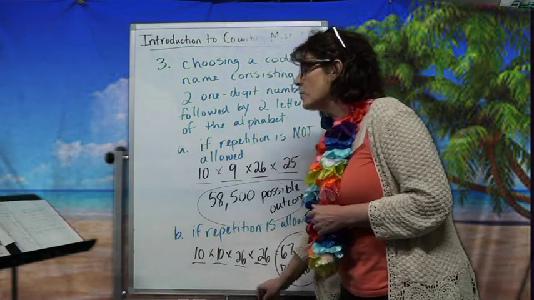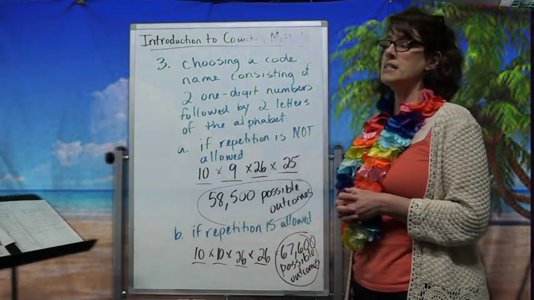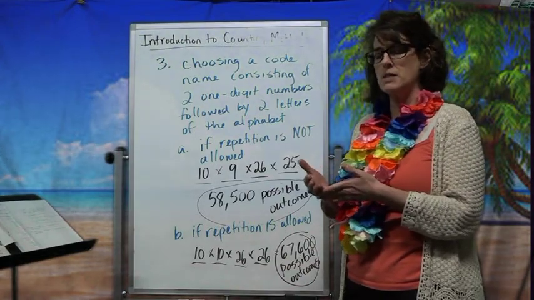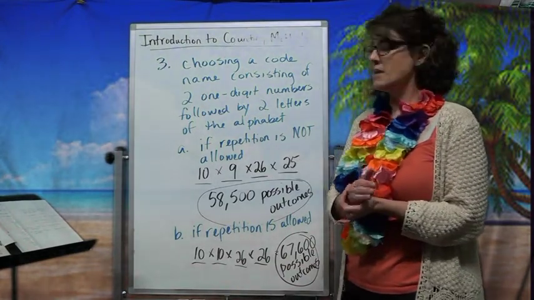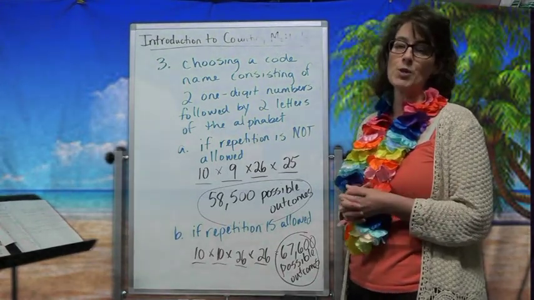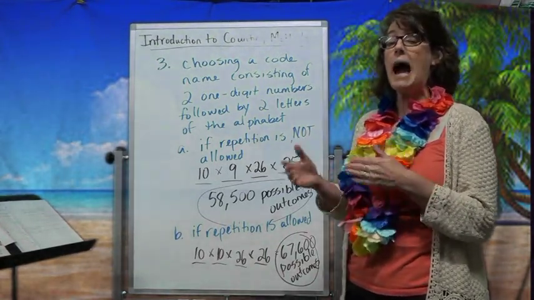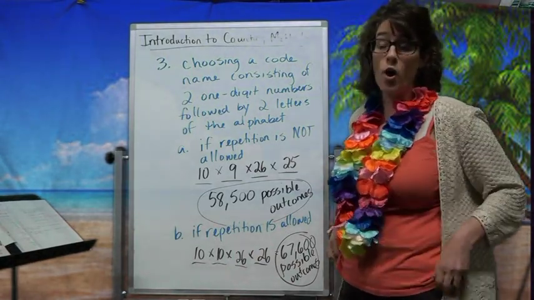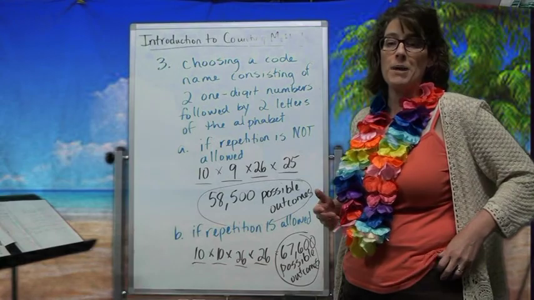So hopefully this helps you to understand the idea of creating a sample space and listing out options and what repetition means and what order means. And then hopefully you understand how the fundamental counting principle works to allow us to determine how many possible outcomes we get. And like I said before, I don't need to know what they are. I don't need to list them. I just need to know how many.